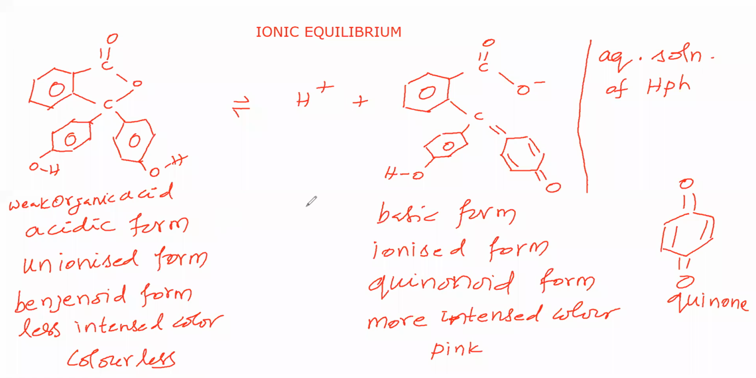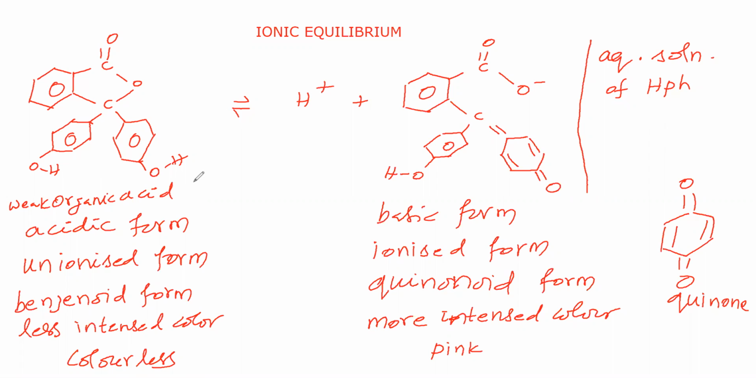Now, like this, Ostwald theory and the quinonoid theory explain this phenolphthalein. Now, this is colorless, we are saying. It is pink color, we are saying. Now, what about this aqueous solution of phenolphthalein? This aqueous solution of phenolphthalein is almost colorless. That means this equilibrium lies almost on the left side. Therefore, we can say this acid is a weak acid. This is about phenolphthalein.